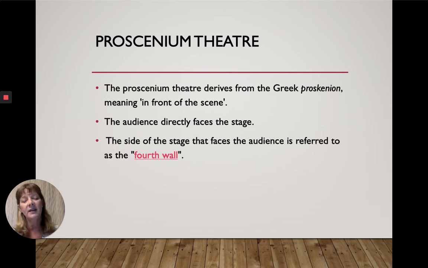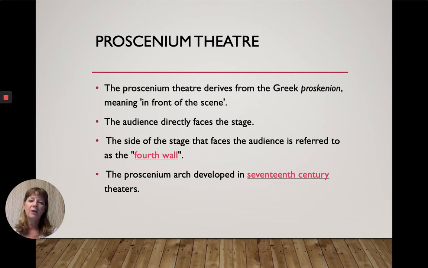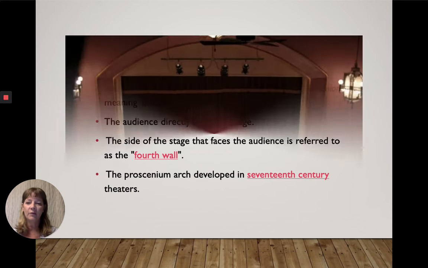The side of the stage that faces the audience is referred to as what we call the 4th wall. This is a theater convention. Inside the stage, you have a back wall, 2 side walls, and the invisible wall through which the audience sees the play is called the 4th wall. The proscenium arch was developed in the 17th century theaters, and this is the arch that you see as you're looking into the stage from the audience.